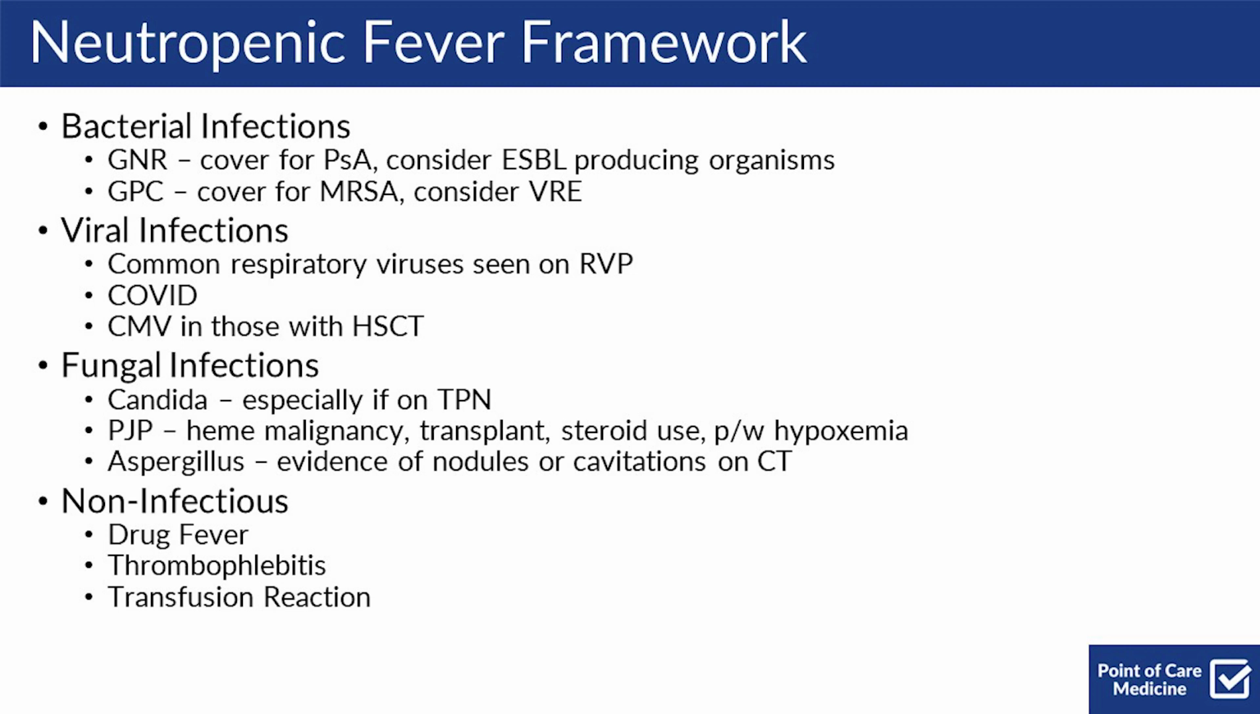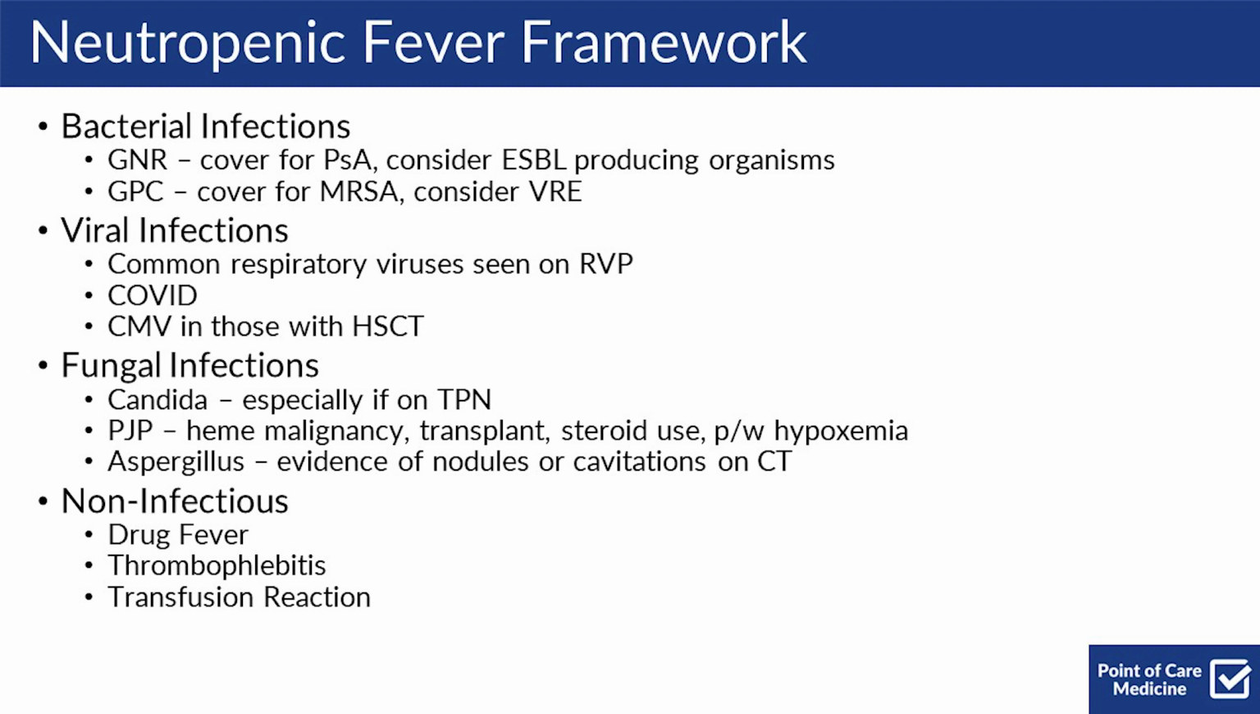Also, be on the lookout for COVID, which most patients are screened for to begin with, as well as CMV in those with a history of bone marrow transplant. For fungal infections, you need to be thinking about Candida, especially if the patient is on TPN, PJP if they have a heme malignancy, if they're a transplant patient, or if they have long-term steroid use and present with hypoxemia. And then you should also be thinking about Aspergillus, especially if you see anything concerning on imaging.